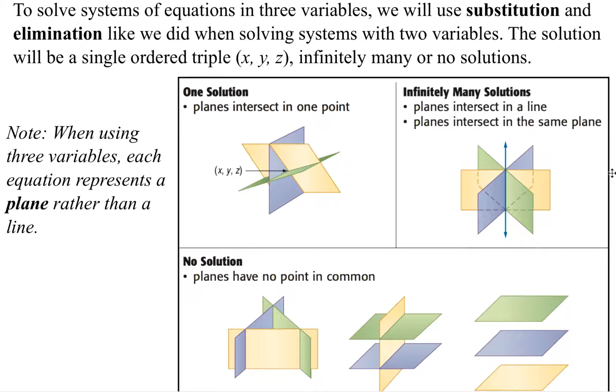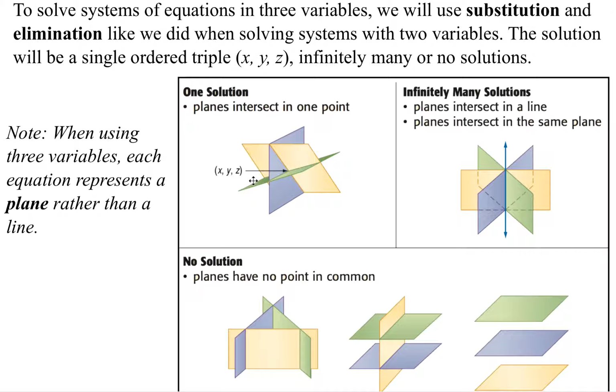So the three different outcomes that you could have: one solution where all three planes intersect at a single point. When we have three variables, each of these equations represents a plane rather than a line. We're used to an x and a y variable, and those form lines. When we add that third variable, it forms a whole plane. And remember, a plane from geometry goes on in each direction infinitely. It goes on forever. So one of the solutions then is if all three planes intersect at a single point, we get a single point as a solution.